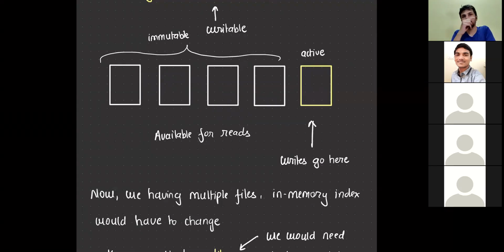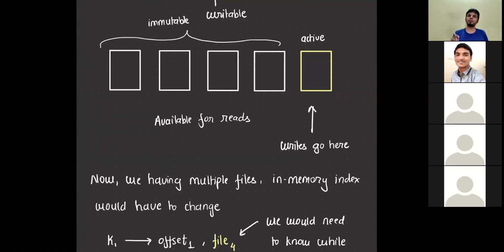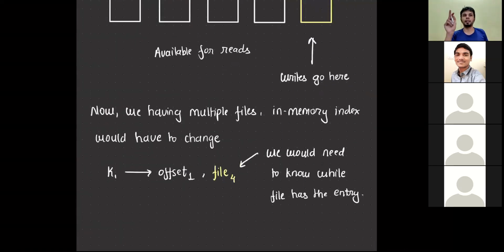Each file is, let's say, 50 MB long. Once it hits 50 MB, you mark it as immutable and create another active file. Right? And then when that hits 50 MB, you create another file and mark the previous one as immutable. This way, writes are always going into one file, which is the active file.